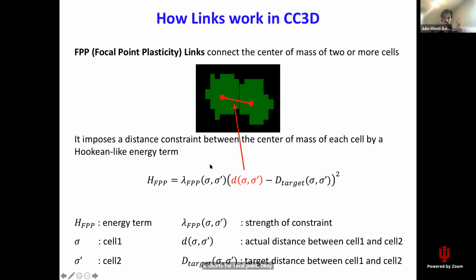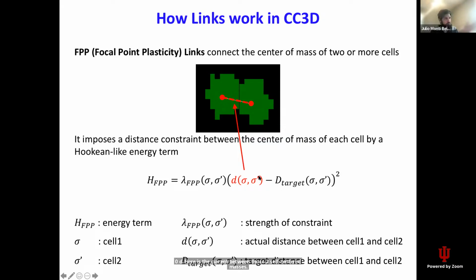And the way it works is just a new Hamiltonian energy term added to the effective energy of your cells. It has the same shape and form as before. You have a lambda constraint that sets the strength of the link, and then you set a target distance between the centers of mass of two cells. Sigma and sigma prime are this cell and this cell, and this little d here is the current distance between those two cell centers of mass, and this is the target distance between them.